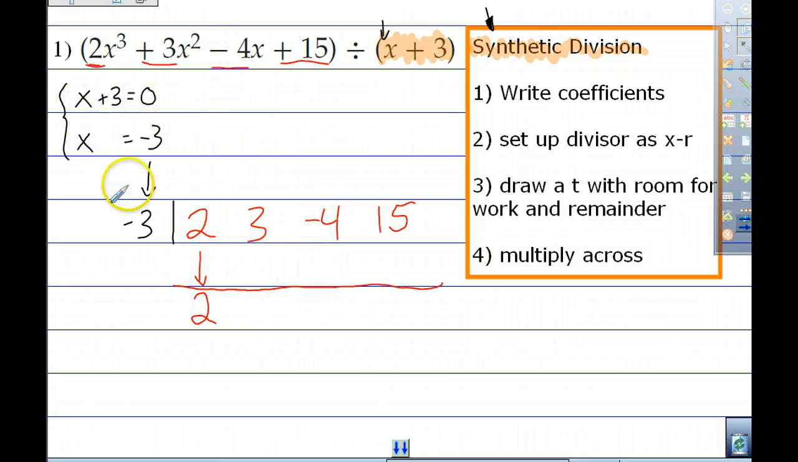So there's a little more work on the front end. We didn't have to do this before. Before we just copied everything down and started the long division process. So there's a little more setup here. But the nice thing is now that we've done all that work, the actual division process is much faster.